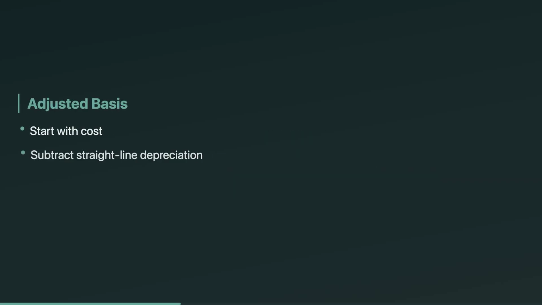To compute gain, you start with adjusted basis. For Section 1250 property, adjusted basis is usually cost minus straight-line depreciation taken. Then, compare sale price to adjusted basis. Sale price minus adjusted basis equals total gain realized. Exam tip: don't subtract depreciation twice. Depreciation already reduced basis, so it shows up automatically in the gain calculation.